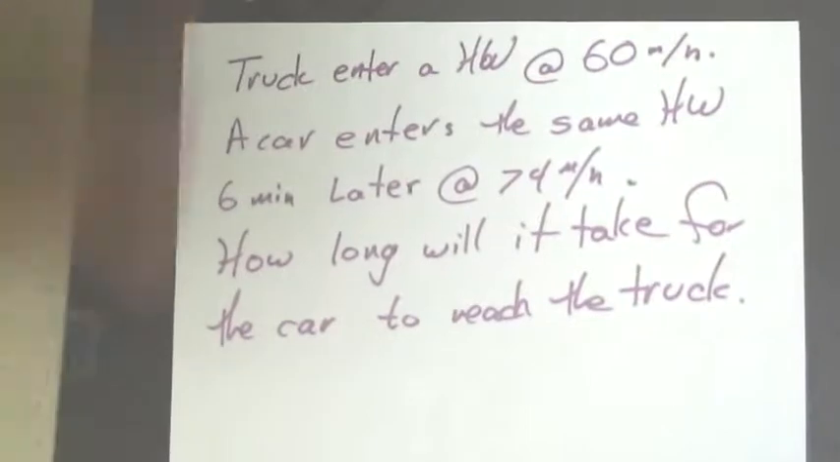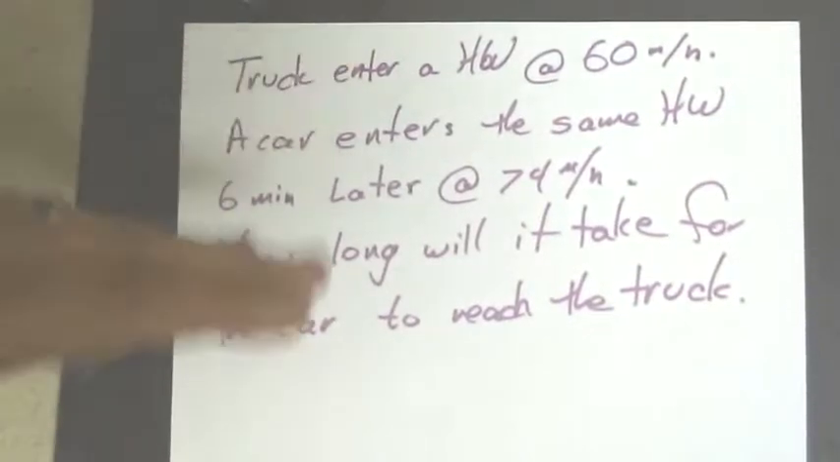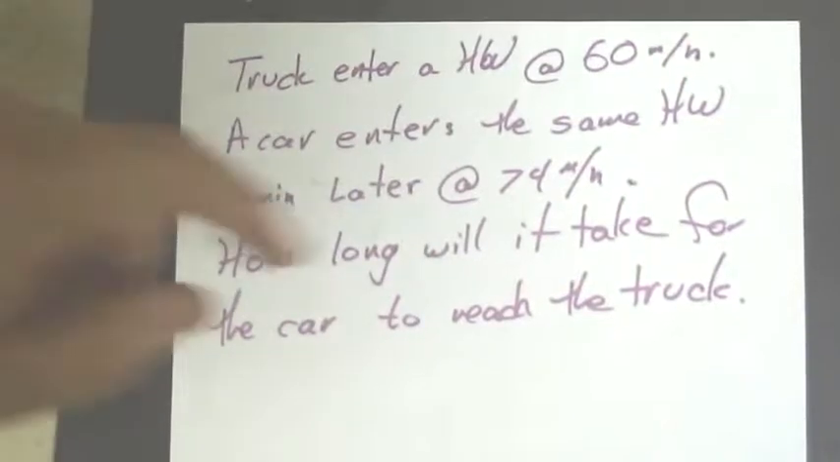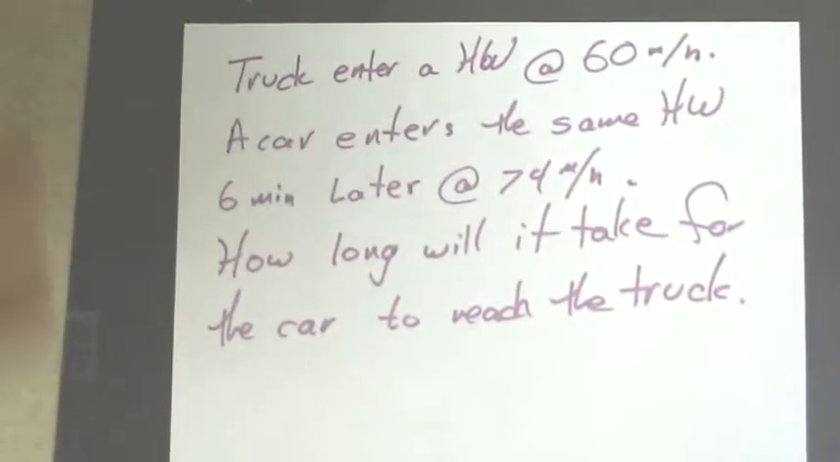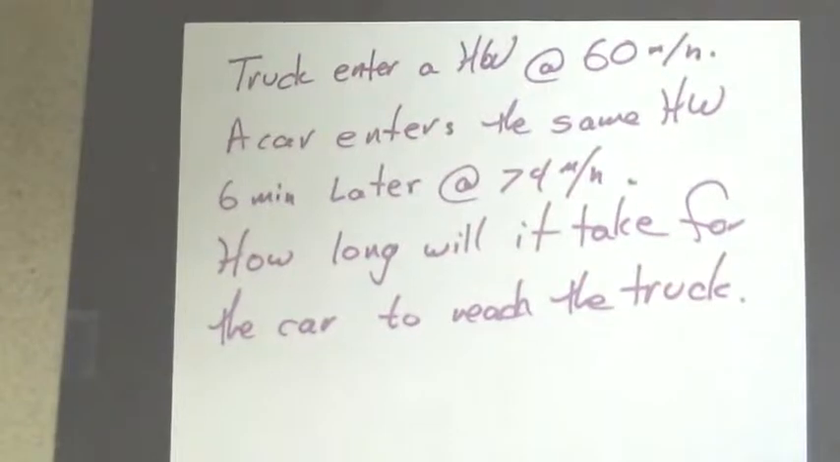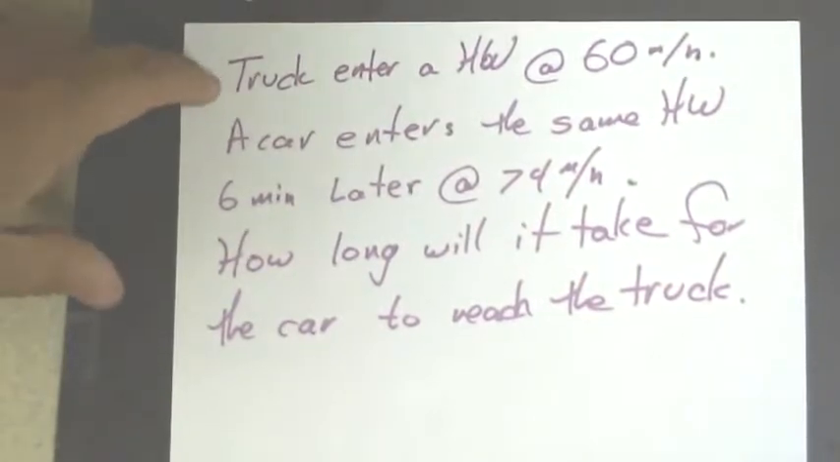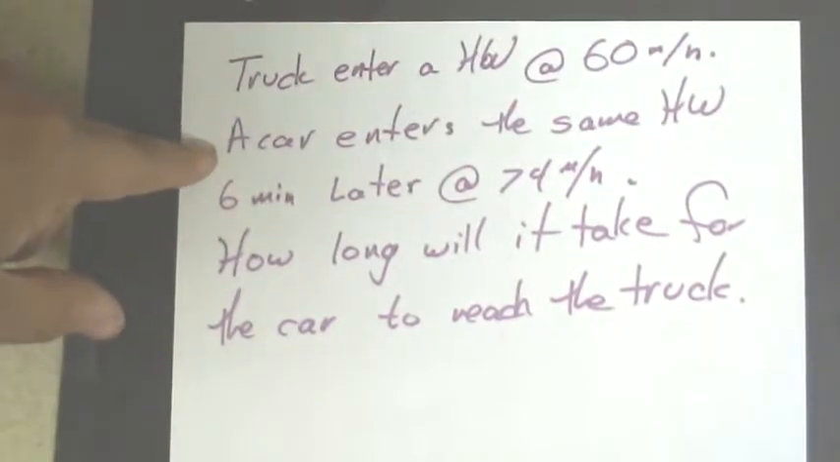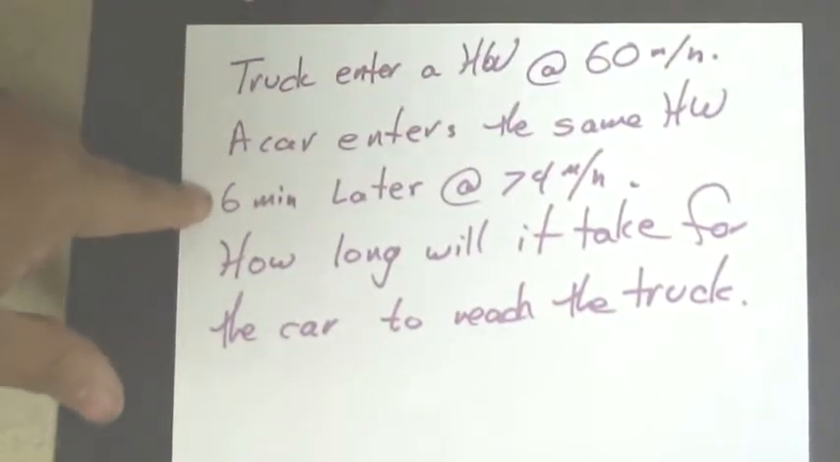So I've paraphrased the question here. Sometimes some of the numbers are a little bit different on MyLabs Plus because you get different iterations of the problem. Sometimes the speed or the time is a little off, but the concept of the question stays the same. So we have a truck entering the highway going 60 miles an hour. A car enters the highway at the same location, essentially the same on-ramp as the truck did, 6 minutes later.